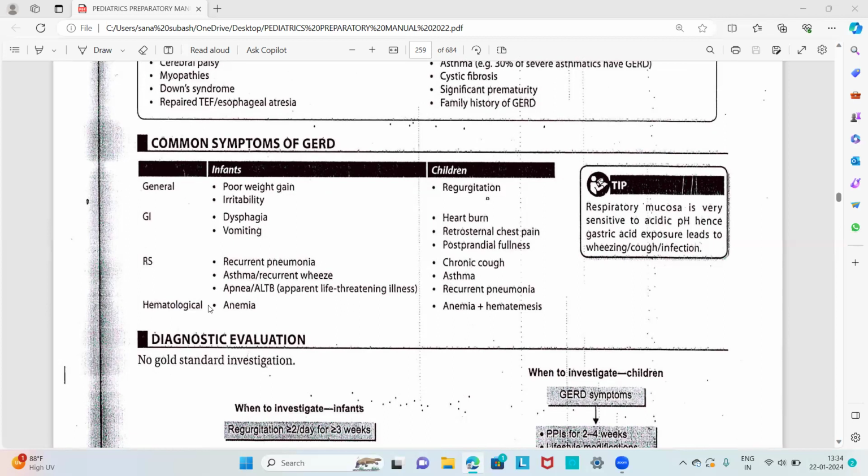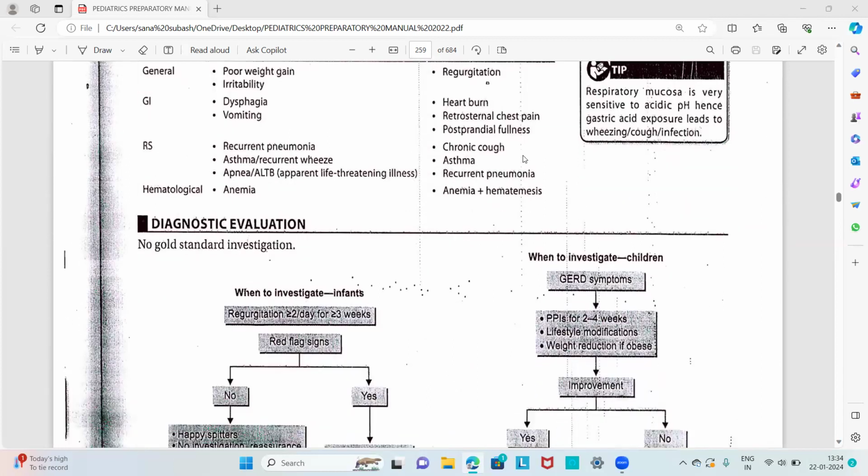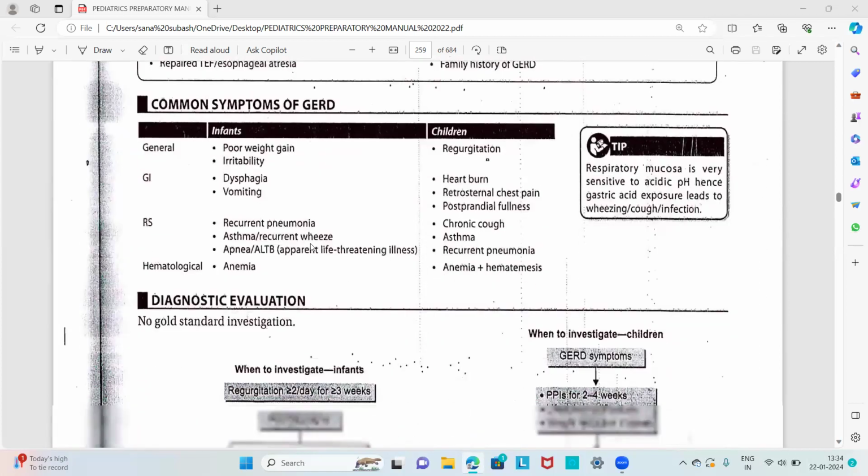And hematologically, there will be anemia in the case of infants, and in children there will be anemia plus hematemesis. These respiratory symptoms are because the respiratory mucosa is very sensitive to acidic pH. Hence, gastric acid exposure leads to wheezing, cough, or infection in gastroesophageal reflux disease. So that is all regarding the symptoms or clinical features of GERD.